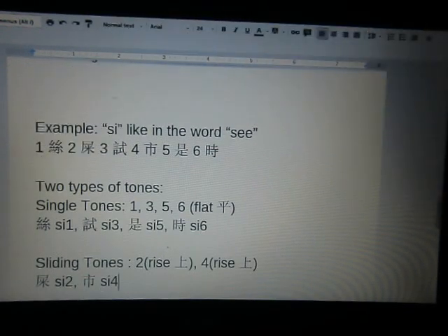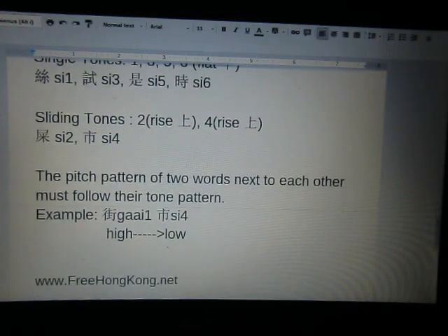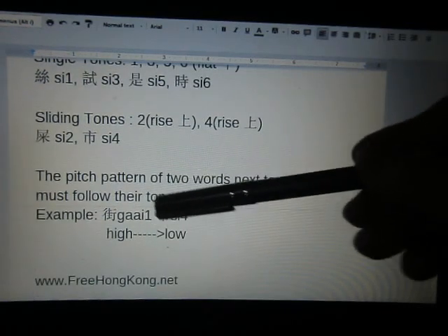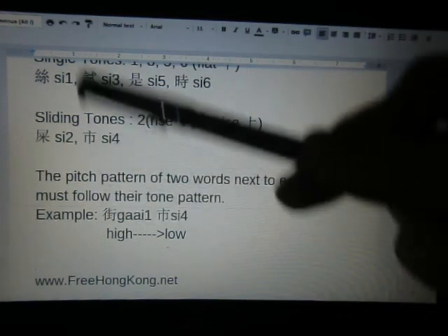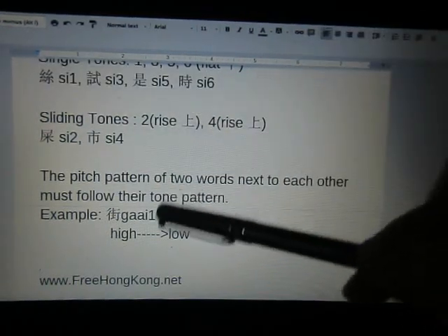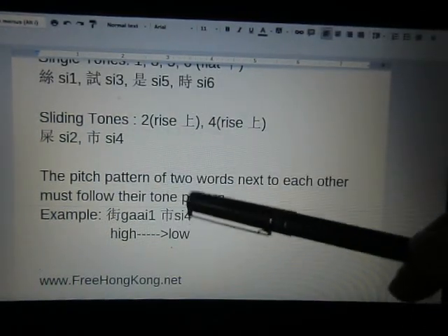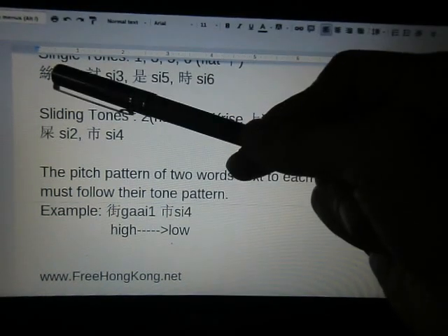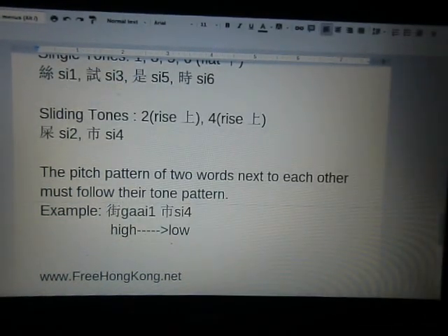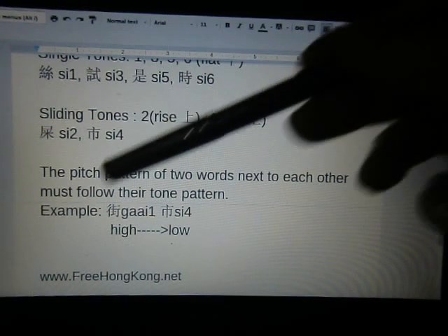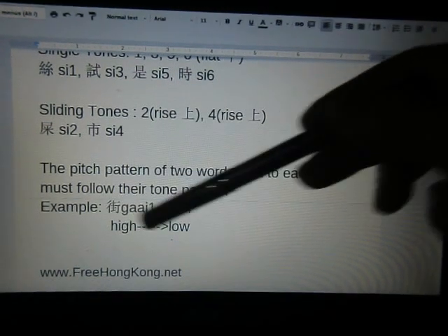Gai is the street, si is the place or a market, so gai si is the marketplace. If you mess up the tone of si, and instead of a lower pitch you pronounce it using a higher pitch, you end up with something that people cannot understand. So the relative pitch pattern is very important, especially for phrases.